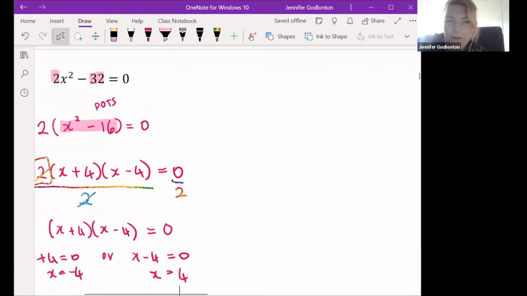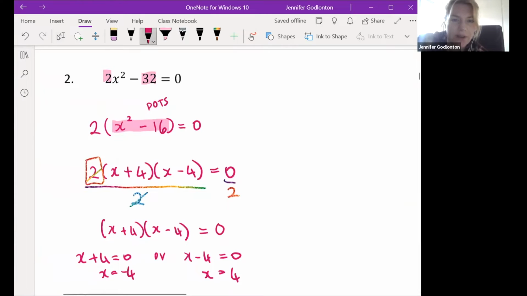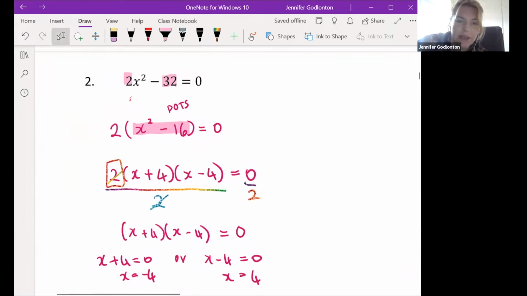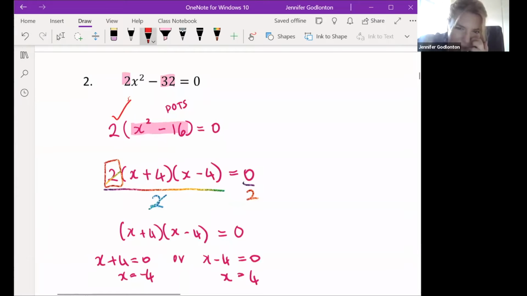Okay, so this one was out of 4 marks. So let's see where those would be. We would definitely have 1 for taking out the 2, 1 for doing our difference of two squares, and then 1 for each of our answers. So tell me how this question went and where we fell off the wagon. If you did some of it and then you really fell off the wagon, let me know at which point you fell off the wagon and maybe we can try and remedy it. If you don't understand where you went wrong, also let me know so that we can try and sort that out.